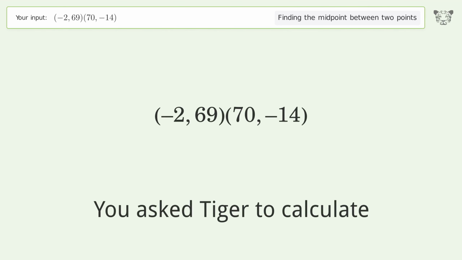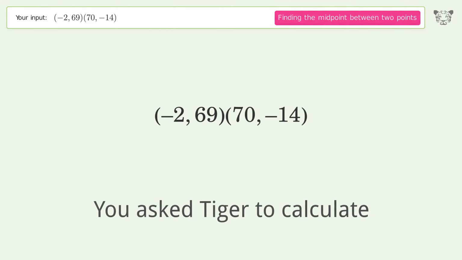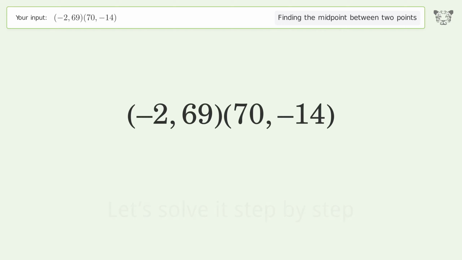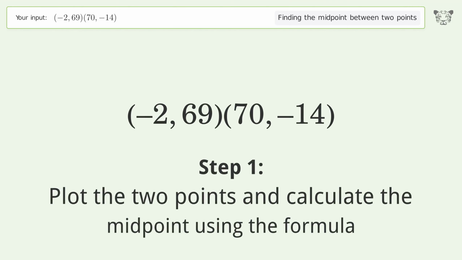You ask Tiger to calculate. This deals with finding the midpoint between 2 points. The midpoint between the 2 points is 34, 27.5. Let's solve it step by step. Plot the 2 points and calculate the midpoint using the formula.